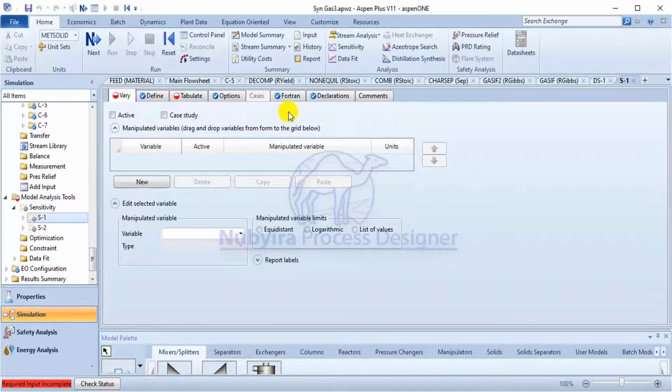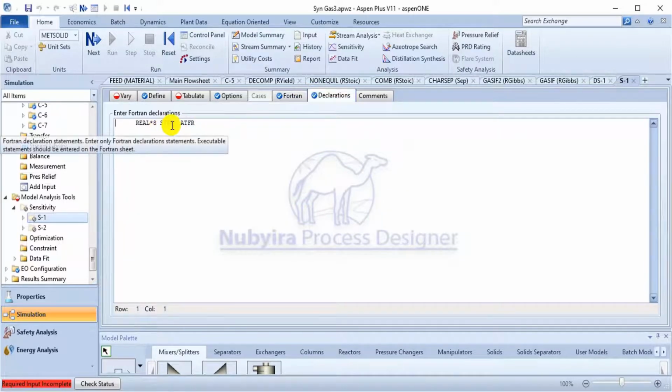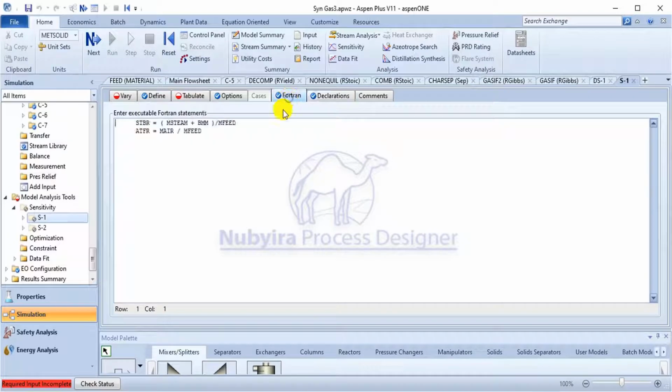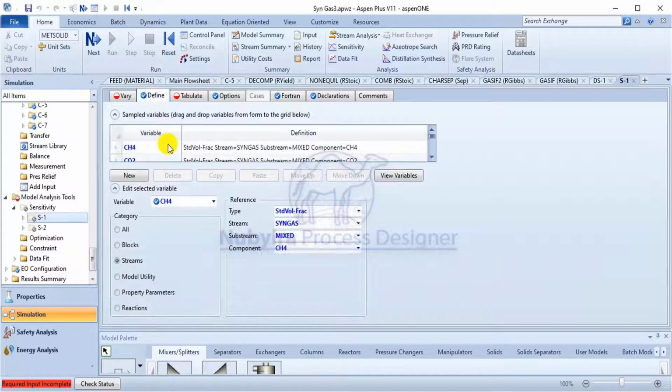For this sensitivity, we are going to be using some variables. I've declared the variables to be steam to biomass ratio and air to feed ratio for this sensitivity analysis. The calculation for it, like I said, steam to biomass ratio is going to be M steam plus biomass moisture content, which I call BMM. Then they fix the M feed here. All these variables have been defined here.